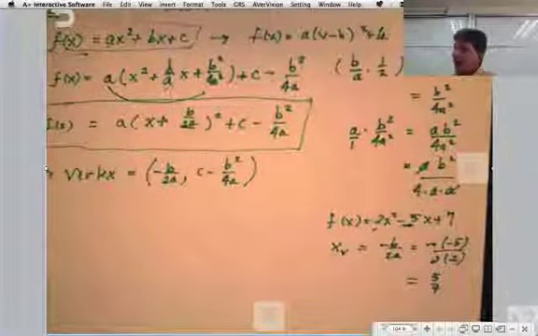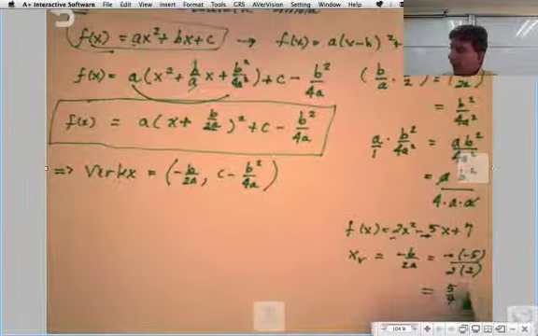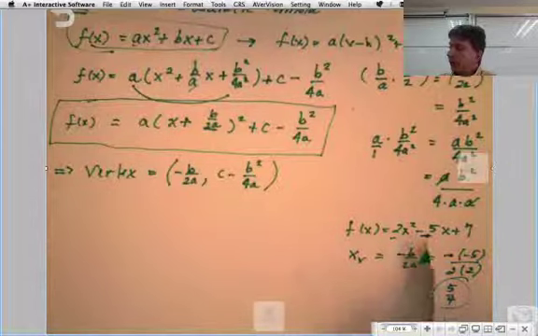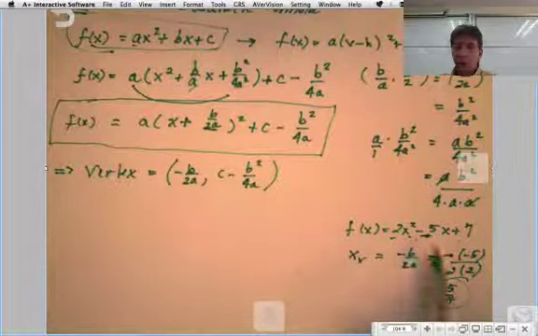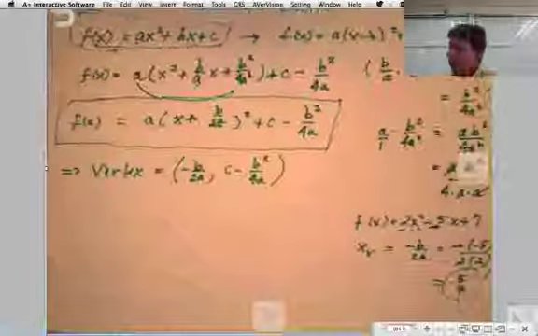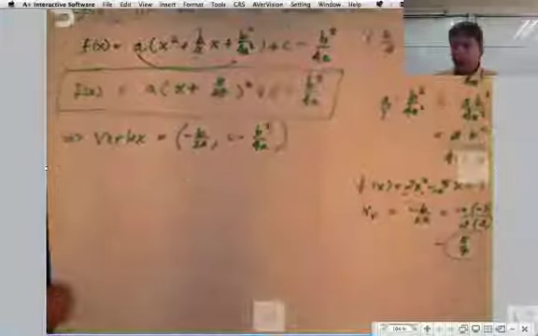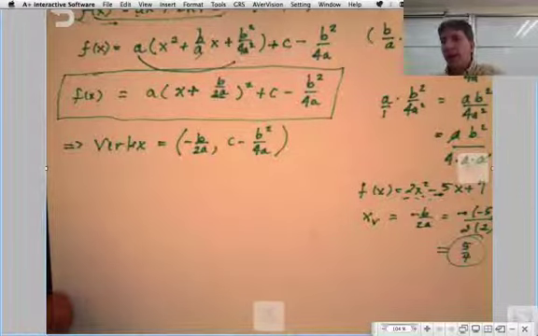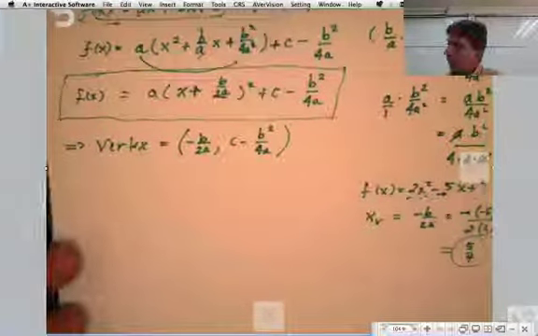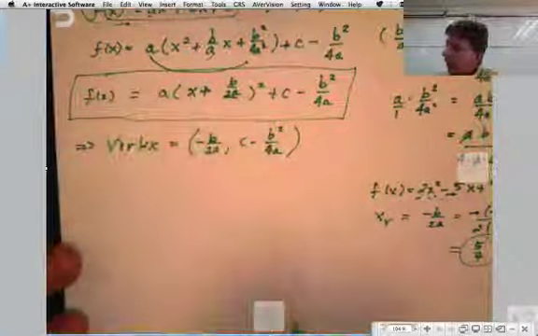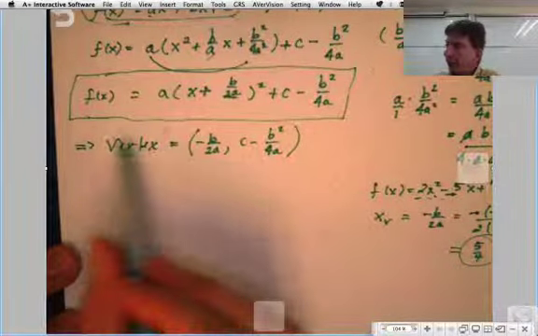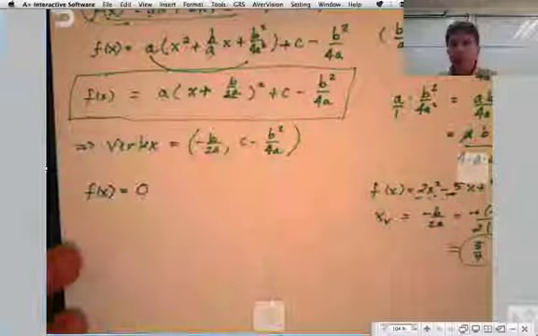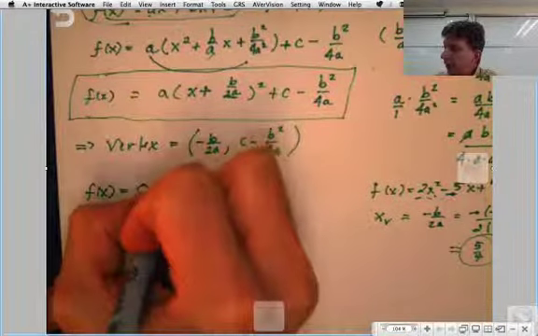More on that later, but you could find the y-coordinate very quickly by replacing x in the original function with 5 over 4 and then determining y. So more on that later. Again, our focus right now is just to establish a formula that will allow us to determine the x-intercepts of the function. So back to this. Now what we're going to do is set f of x equal to 0 to get the x-intercepts.